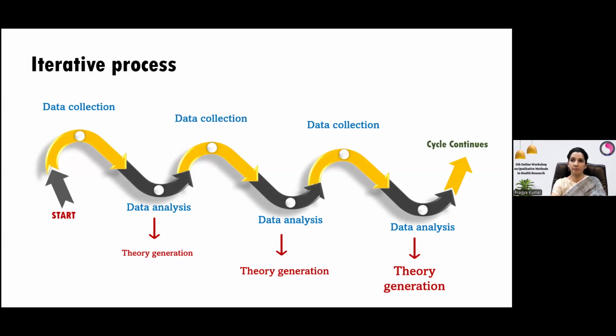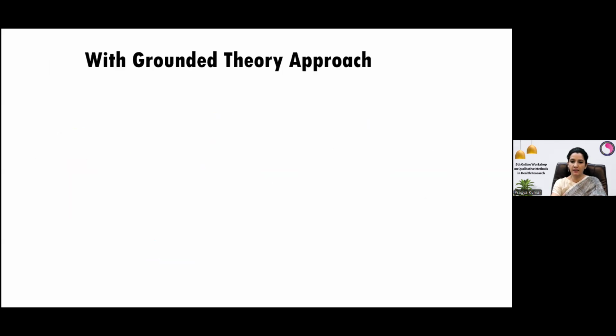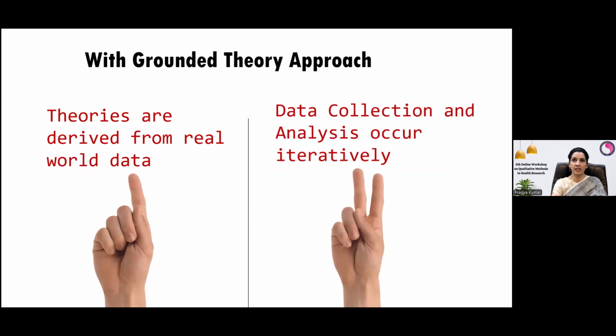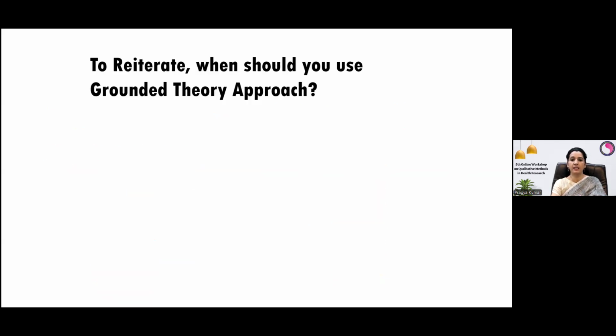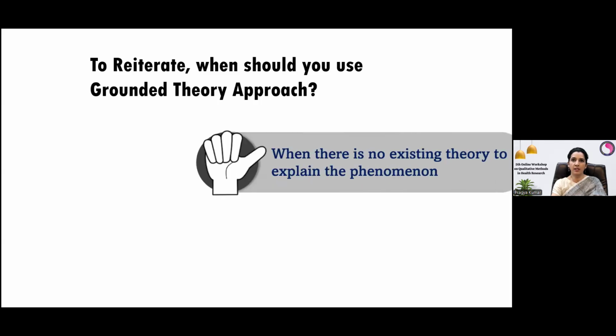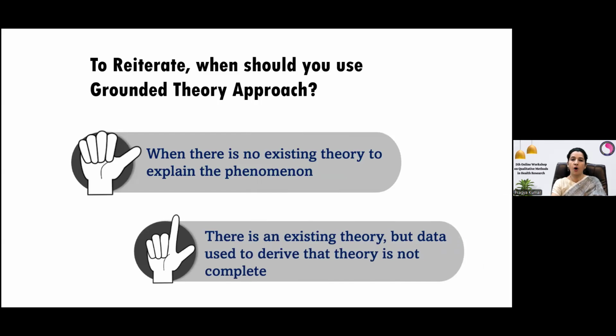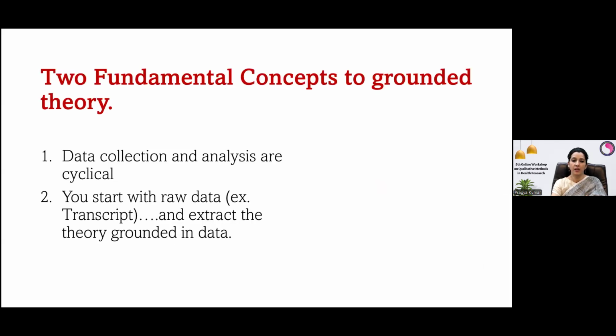So with the example, yes, we have shared many articles with you. I think I will show a few here also. So in grounded theory, generally theories are derived from real world data, and the data collection and analysis occur iteratively. So just to reiterate, when should we use the grounded theory approach? When there is no existing theory to explain the phenomena, or if there is an existing theory, but the data used to derive that theory is not complete.